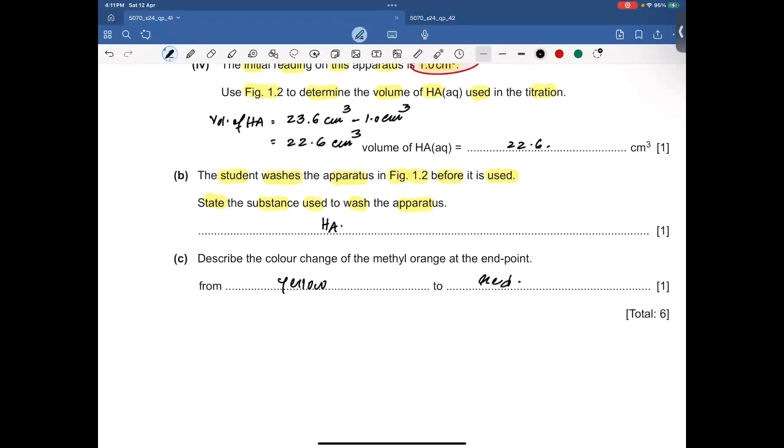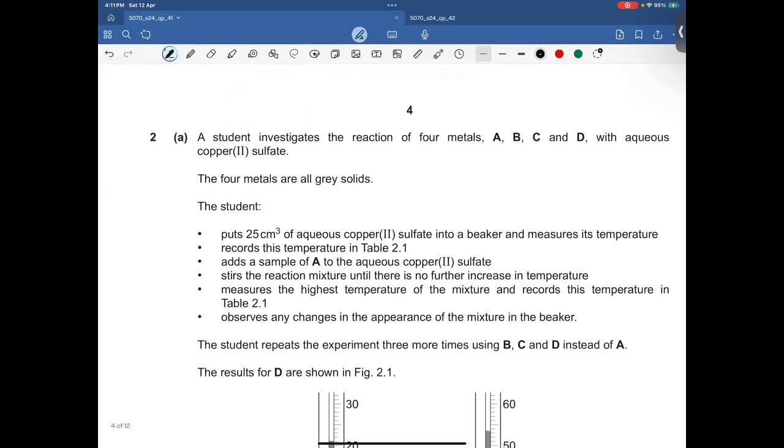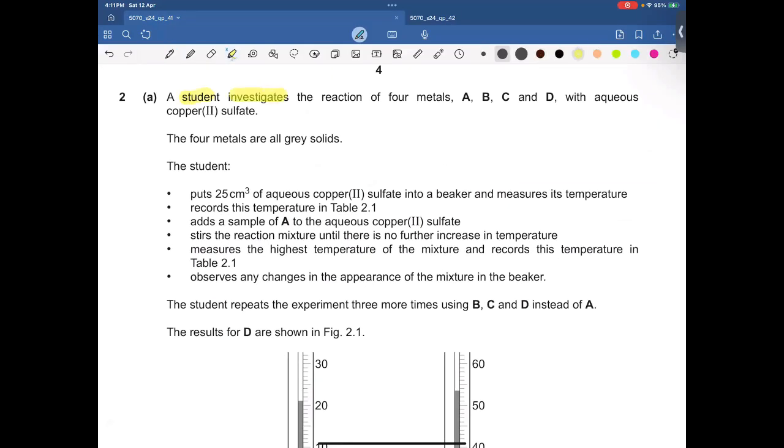Let's move on to the next question. A student investigates the reaction of 4 metals A, B, C, and D with aqueous copper II sulfate. The 4 metals are all gray solids. The student puts 25 cm cube of aqueous copper II sulfate into the beaker.